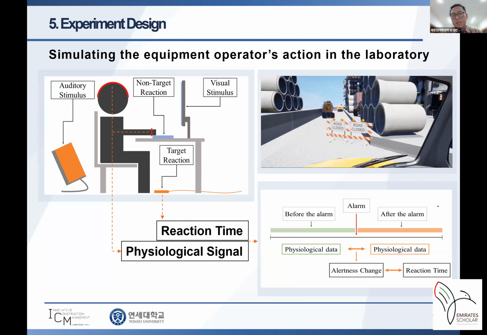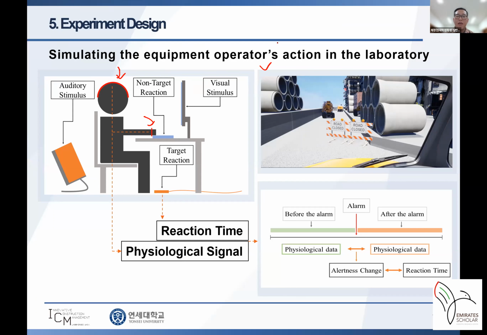Our experiment design is like this. We want to simulate the equipment operator's action in the laboratory. The subject will wear the physiological sensors, which are a head cap and a strip on the wrist. They will play the game, which is presented in the upper right corner and which we made with Unreal Engine 4. The purpose of the game is to give the subject the circumstance that they are the equipment operators.